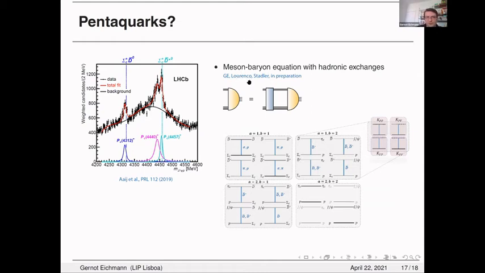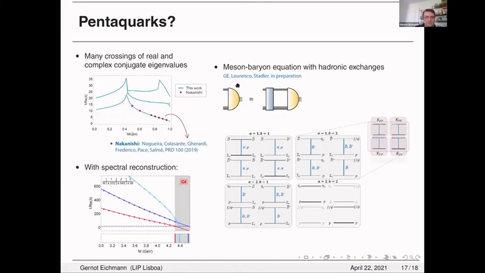She solved a coupled channel BSE, including Sigma_c D star, proton eta_c, proton J/psi, and with the lowest lying hadronic exchanges in each channel. Now there are a couple of unknown couplings here, so there's not really a lot of predictivity, but we wanted to see how the system reacts, especially when we solve it as a genuine four-dimensional integral equation.